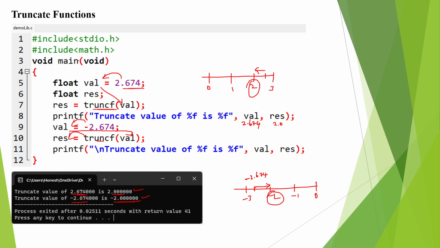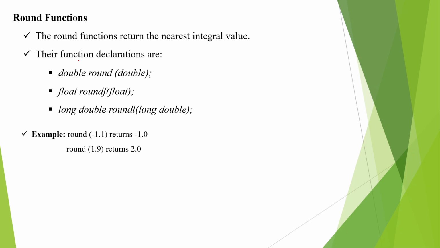So lastly, the round function. It has the actual meaning in real usage, in our day-to-day life, the way we round up a value. This function works exactly similar to that. It will always look for the nearest possible integer value, neither in the direction of 0 nor left or right. So what does it mean? Suppose I take the number line.